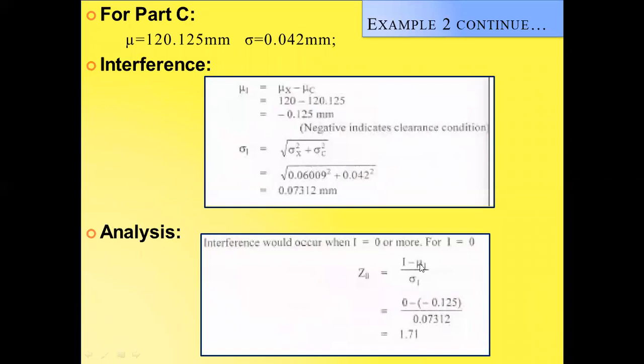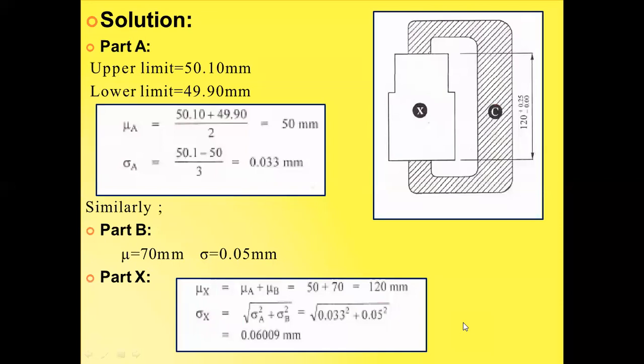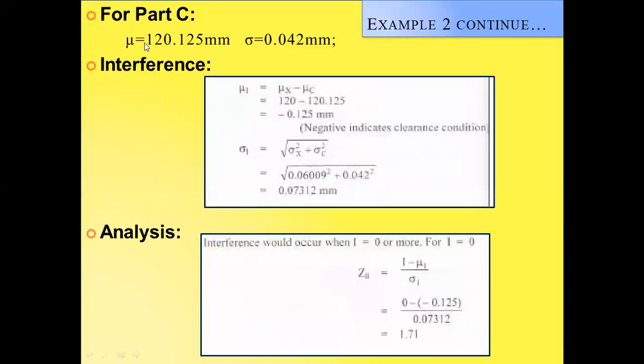Then for part C, again the same, we calculate mu in the same way. So here tolerances are given as 120 plus 0.25 and 120 minus 0. So we'll get mu as 120.125 and sigma the same way, 0.042.